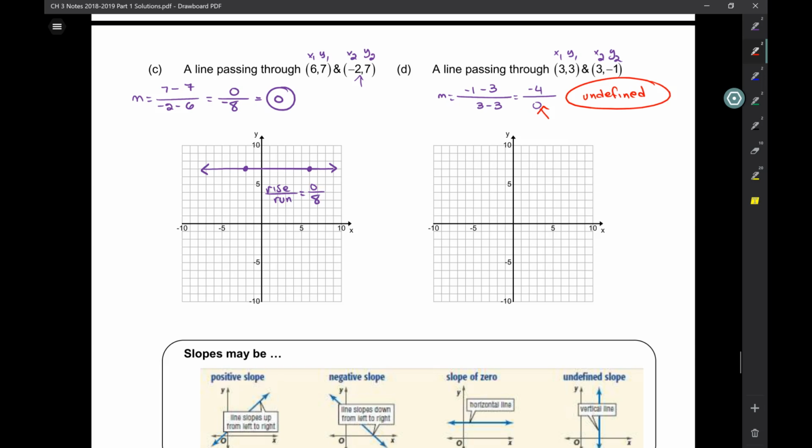So let's graph those 2 points. And if I graph those 2 points, I have 1, 2, 3, 1, 2, 3. When x is 3, y is negative 1.